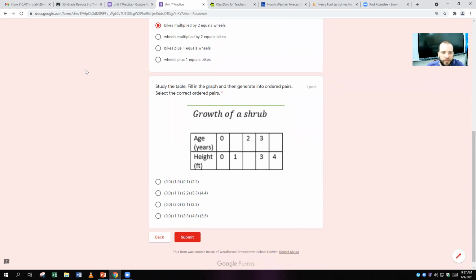And then our last question for Unit 7, we just want to fill this table. And then we're going to take the numbers, and then we're going to turn it into ordered pairs. And remember, usually this is going to be your first number, and this is going to be your second number. So 0, 0, and then, well, we can see from 0, 0 and 3, 3 that the relationship is just going to be every year it grows 1 foot, which means X is equal to Y. The top is equal to the bottom.